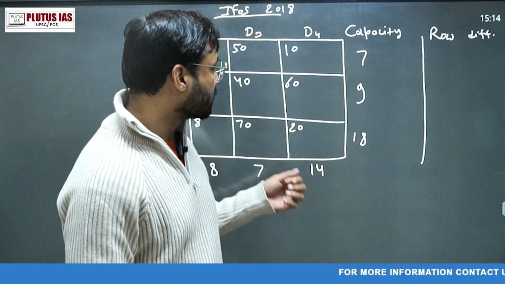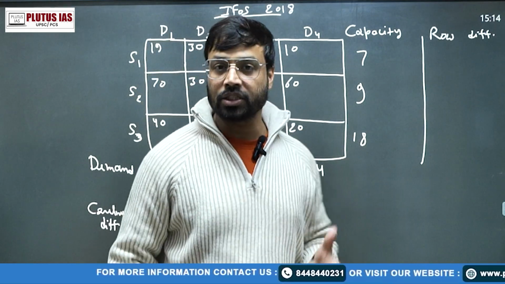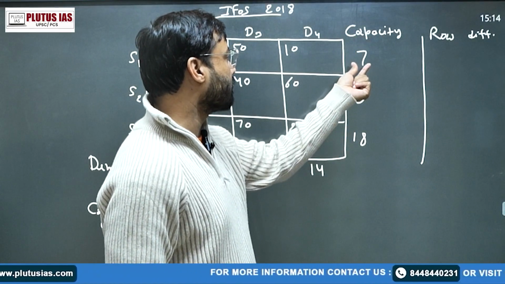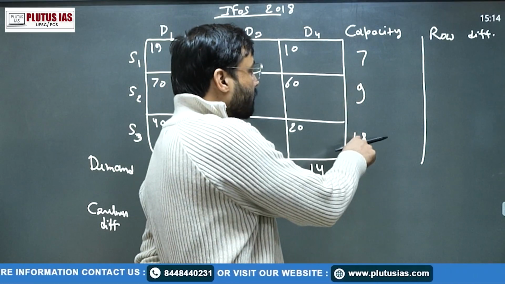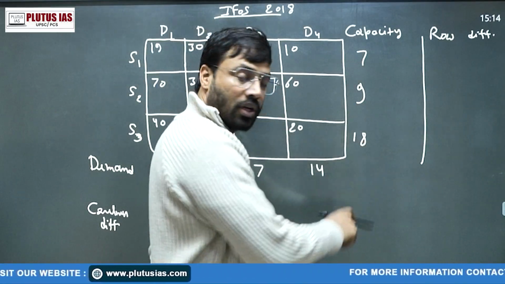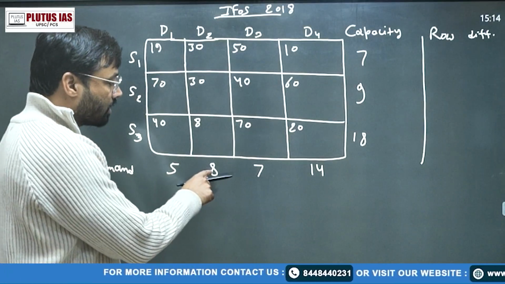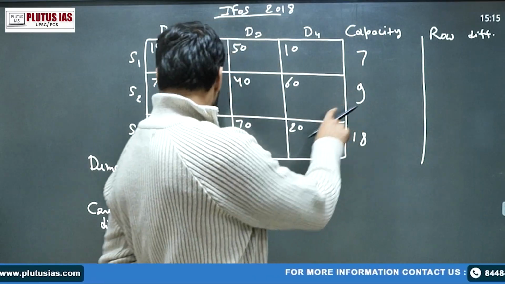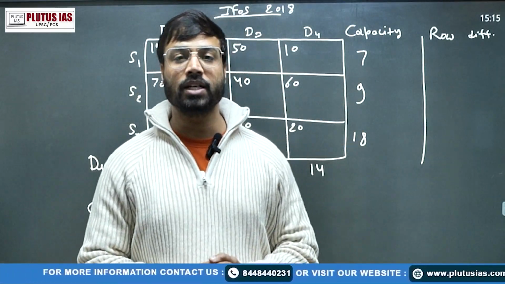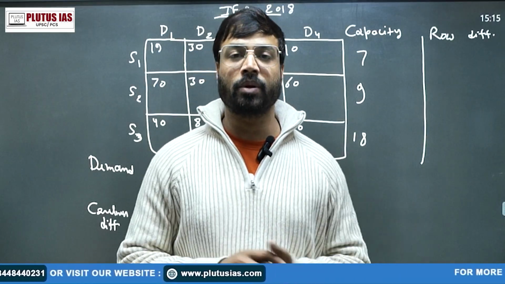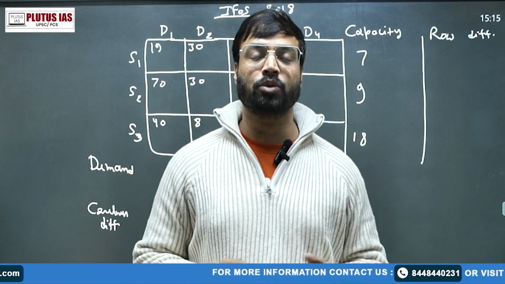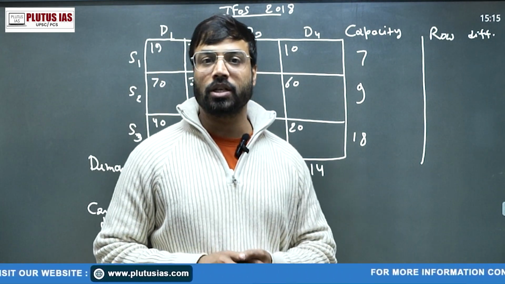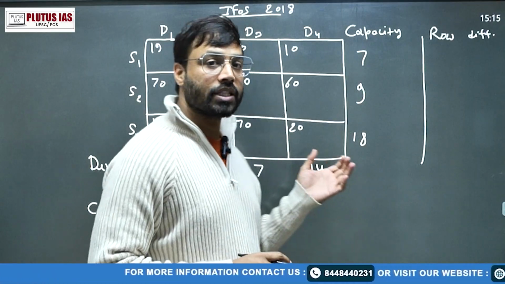So first we have to check that the given TP is balanced or not. How to check? Add the capacity, or you can see also here the supply capacity, whatever 7, 9, 18. So 7 plus 9 plus 18, 7, 9, 16 and 18, 34. And also check the demand, 5 plus 8, 13 plus 7, 20 plus 14, 34. That means 34 equal 34. That means capacity equal to demand or demand equal to supply. That means the given transportation problem is a balanced TP. So now we can proceed by Vogel's approximation method to find the initial feasible solution of this given TP.